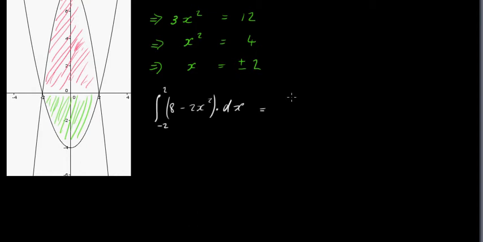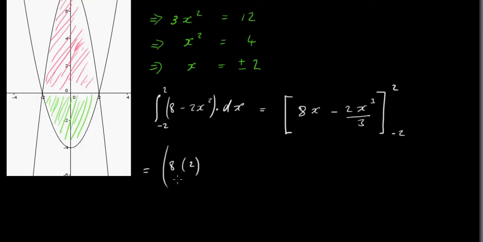So let's do that. So we'll do our square brackets as usual. So integrate 8, you get 8x. Integrate 2x squared, you get 2x cubed over 3. And I'm integrating between -2 and +2. So let's work that out. So I stick 2 into the expression first. Just put a big bracket there as well to separate it. So I've got 8 times 2, minus 2 times 2 cubed over 3.